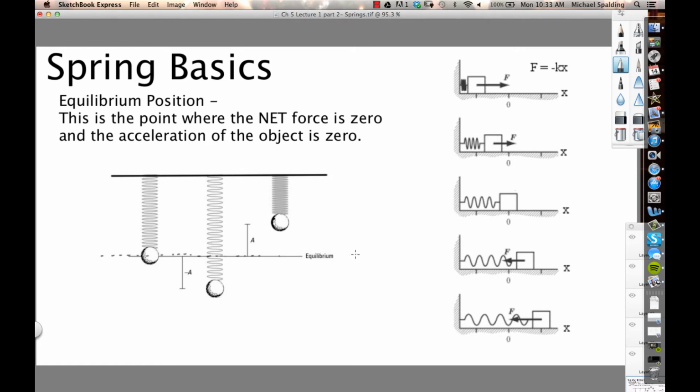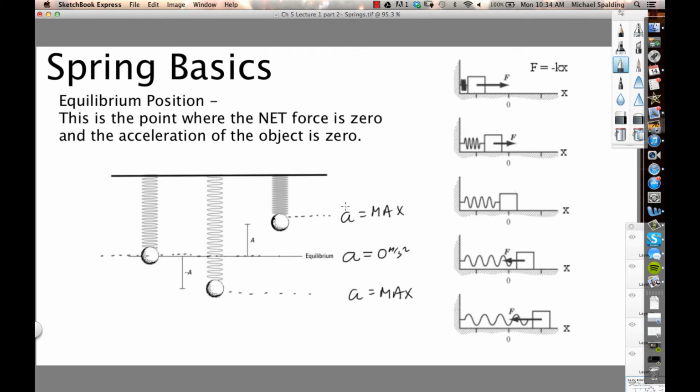When the ball is at this level here, what's the acceleration? Zero. How about when the ball is down here, at the lowest point? What's the acceleration at the bottom? Not zero. Maximum. How about when the ball is at the highest point up here? Maximum. So the top and bottom have maximum accelerations. At the equilibrium, the acceleration is zero.